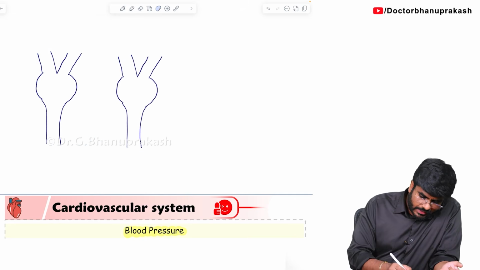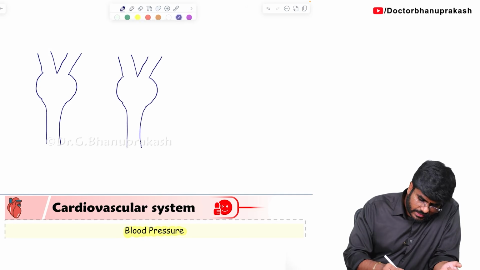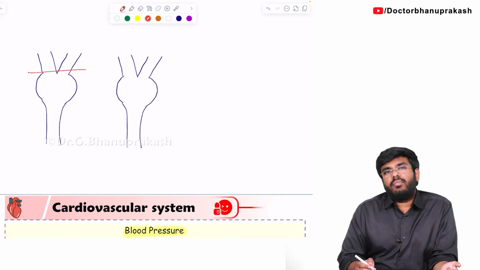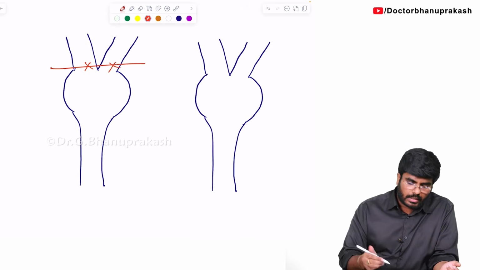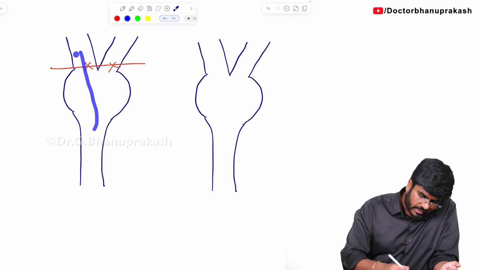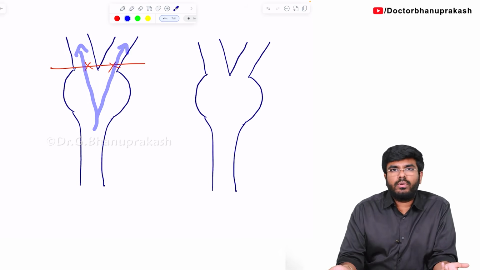Okay. Now in condition number 1, I am clamping above the carotid sinus. Let's say I am keeping a clamp over here. So tell me what will happen. When I am keeping a clamp over here, that area is blocked. Now do you think the blood can go up? Do you think the blood can go into the internal and external carotids? No, it's not going to be possible.